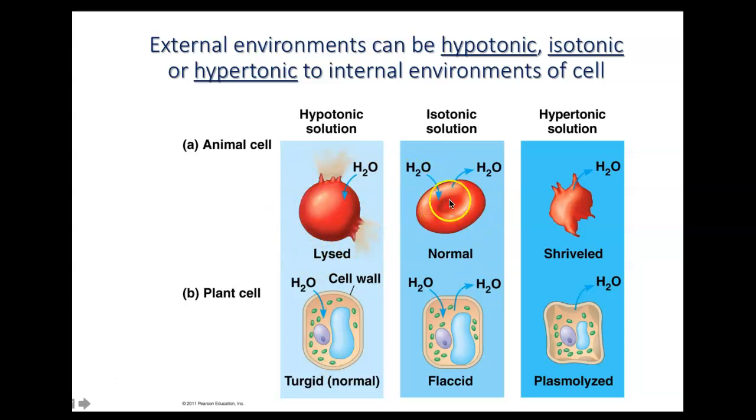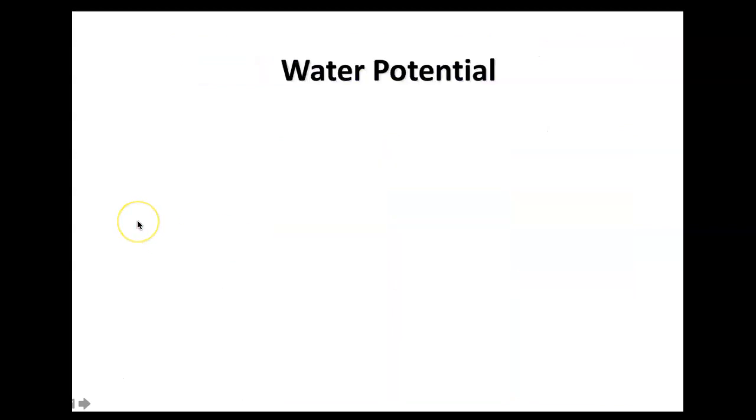Isotonic means there's no net movement. Water is always going in and out, but there's no one side doing more than the other. There's not more going in than going out. It's just equal. And so that's good for animal cells. That's not that good for plant cells. They'd be flaccid, and you'd have to water them to revive them. And then hypertonic is bad for both. That's when there's more solute on the outside, water leaves, the cell shrivels.